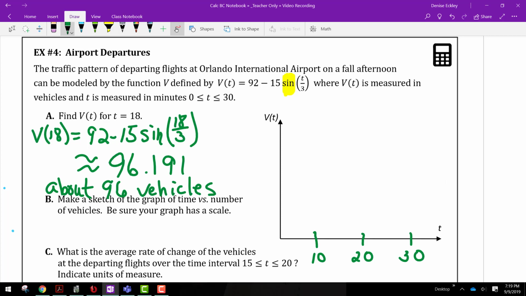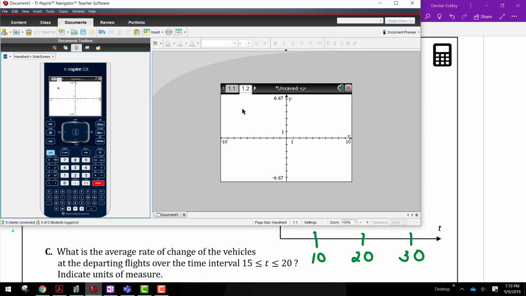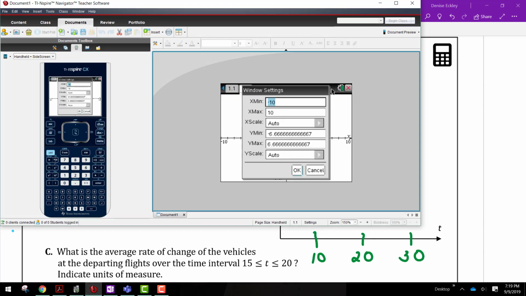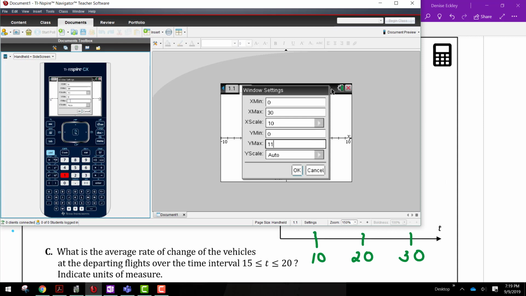So what I'm going to do in the calculator, though, is I'm going to change my window settings. So if I go under Window Zoom and do my window settings, I'm going to go from 0 to 30, because that's our time interval. And like on my graph, I'm going to count by tens. Whoops, too many ones. Tens. And then my Y's, again, I cannot have negative vehicles. And I'm going to go a little over 100, so that I can make sure I cover everything I need. So I want this to be 10 is probably a good estimate too.